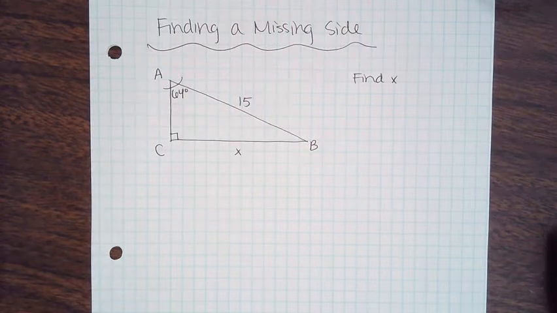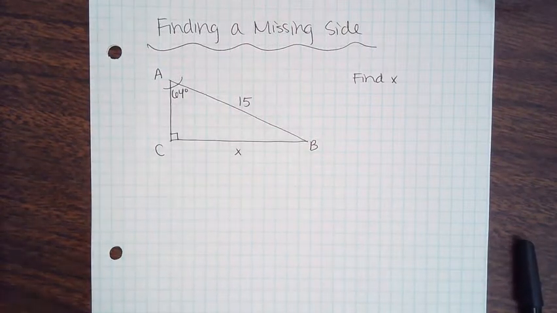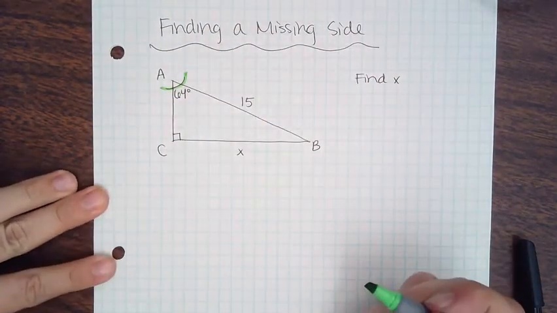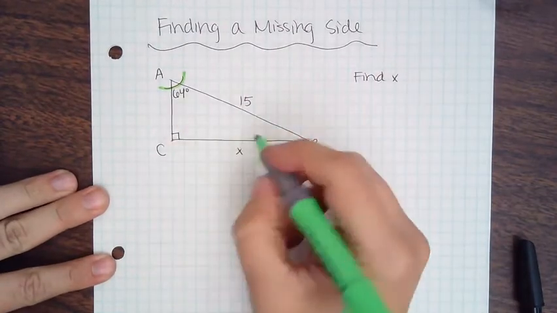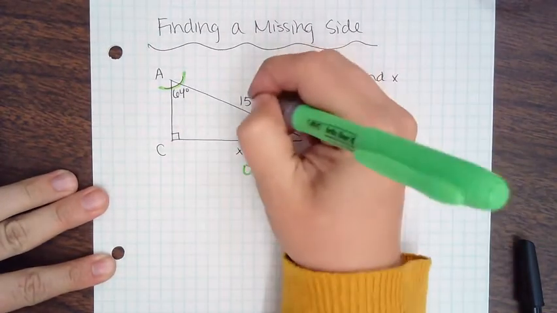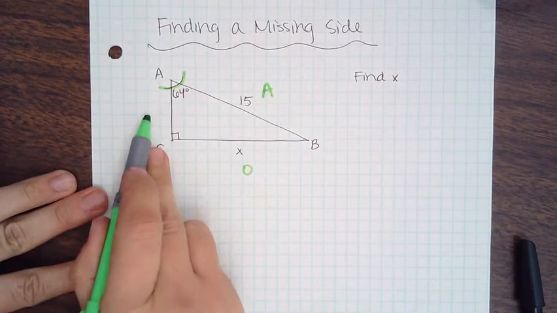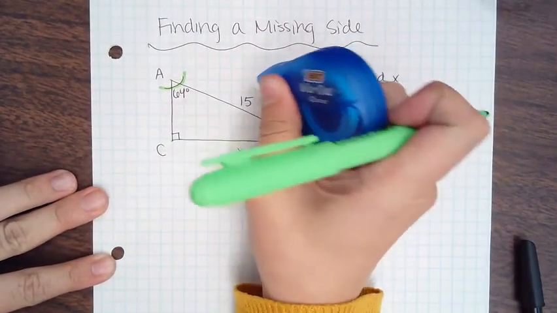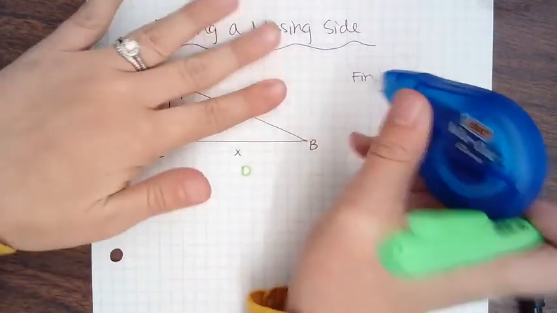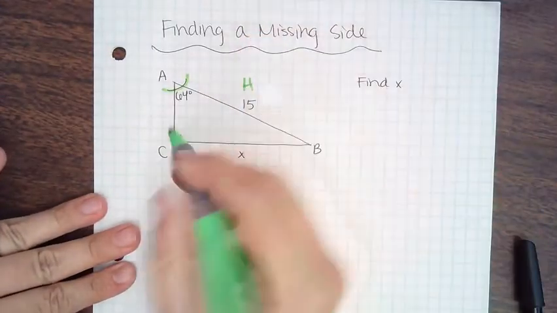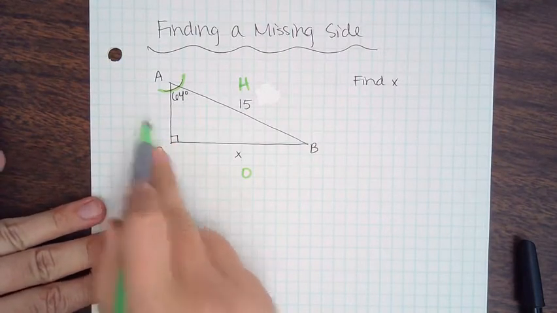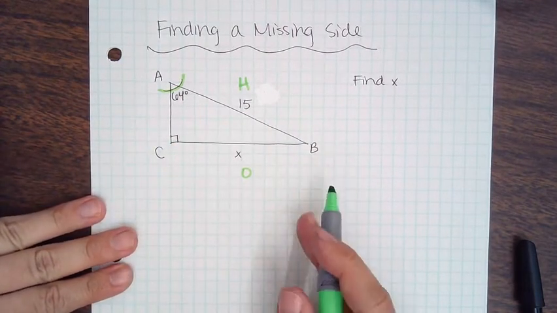We're going to label each of our sides. We're given the angle A, which is 64 degrees, so we're going to use that as our angle of reference. X is our opposite side, and 15 is our hypotenuse. The other side happens to be our adjacent, but we don't need it. So why clutter up the work with something we don't need?